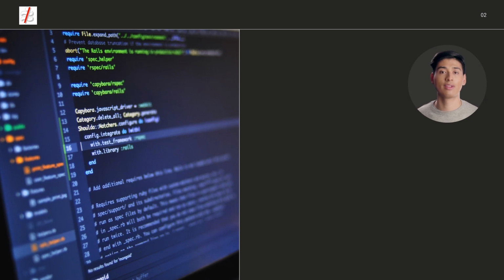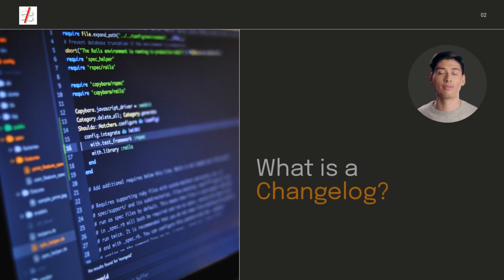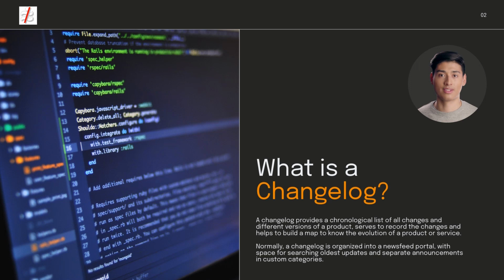What is a changelog? A changelog provides a chronological list of all changes and different versions of a product, serves to record the changes, and helps to build a map to know the evolution of a product or service.